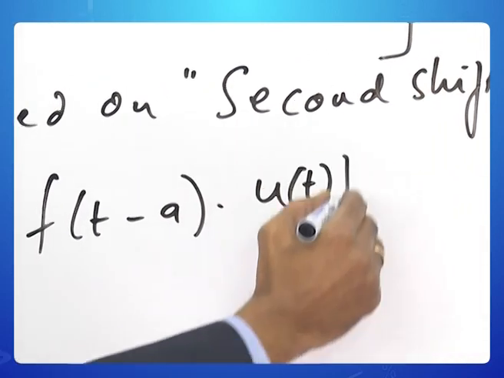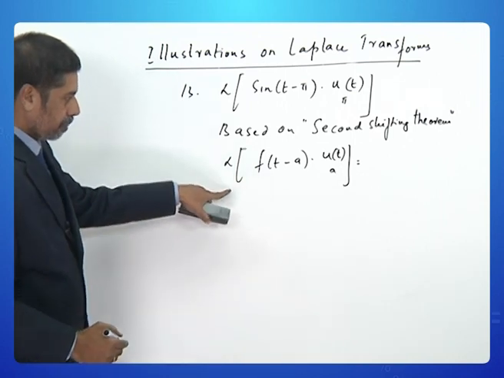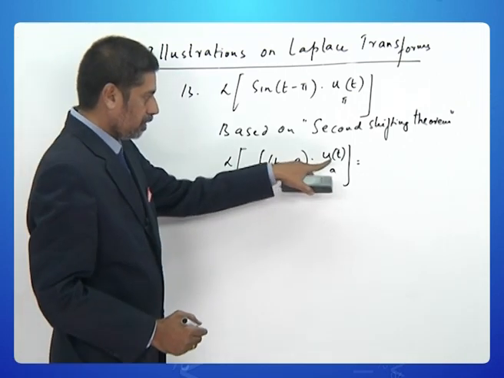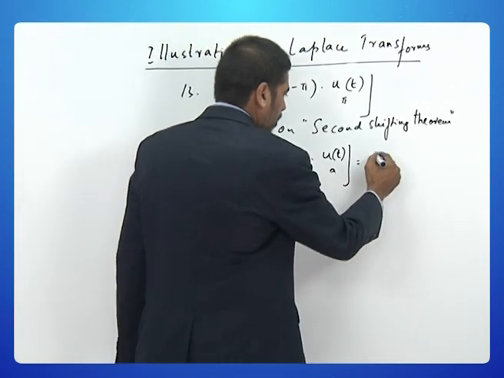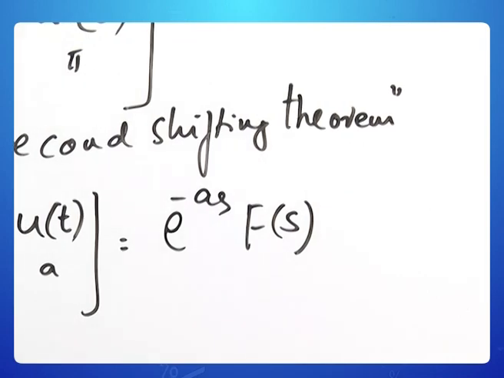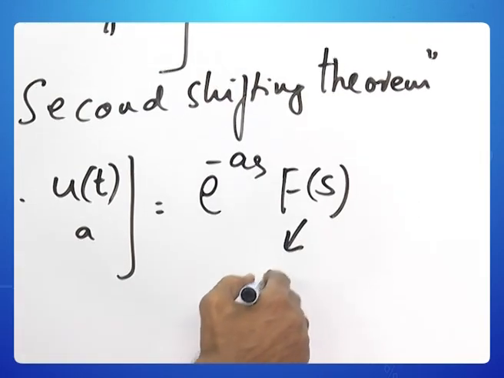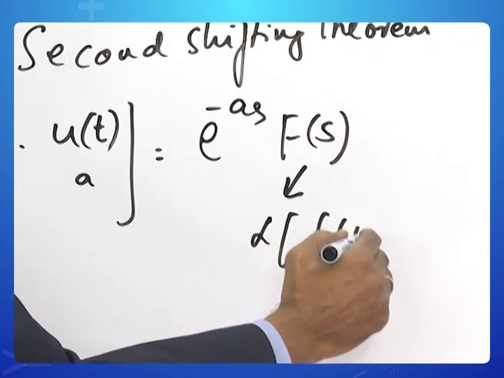So, I am writing for you, for your reference, the second shifting theorem. Laplace of f of t minus a into u a of t is e power minus as into F of s. So, what is F of s? This is the Laplace transform of f of t.